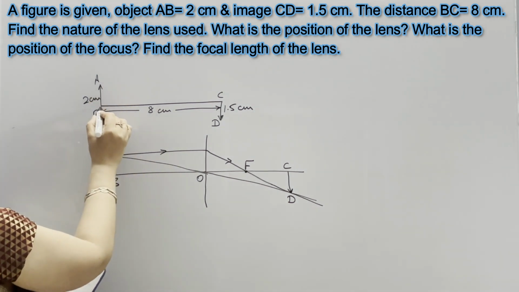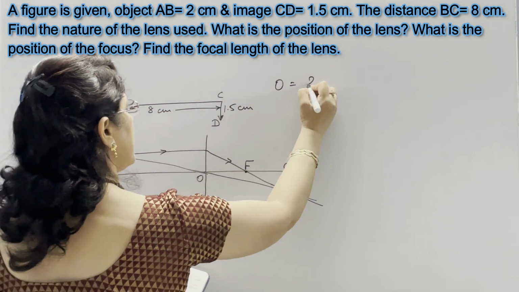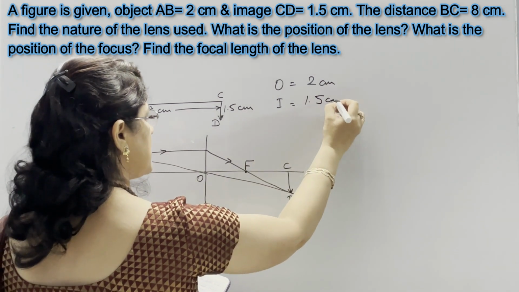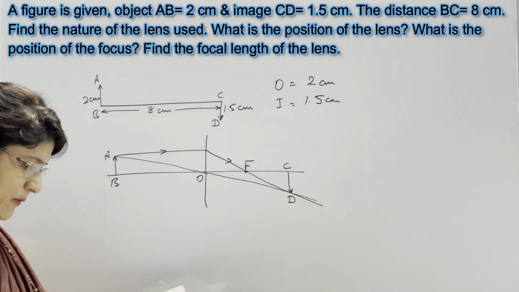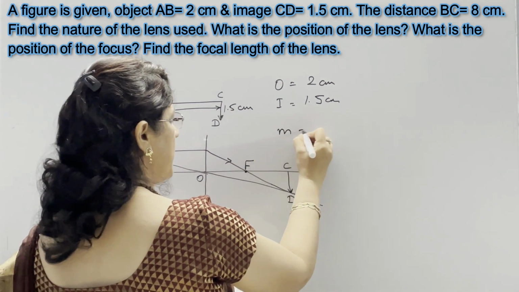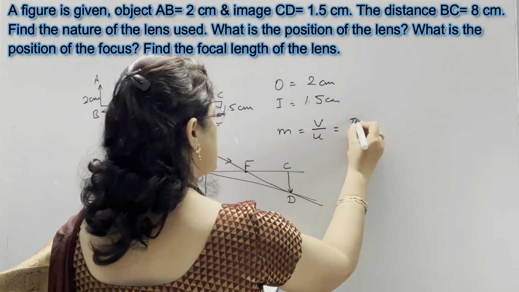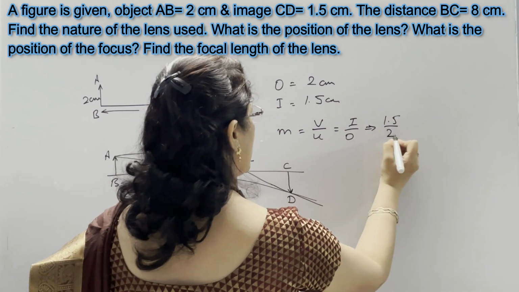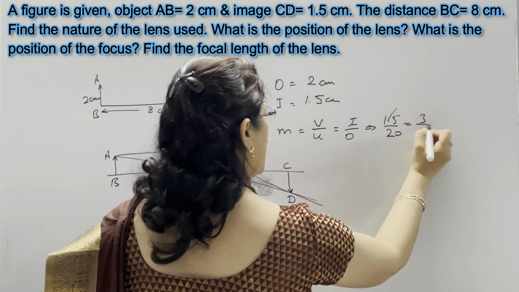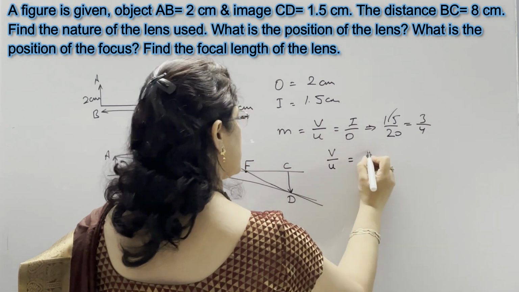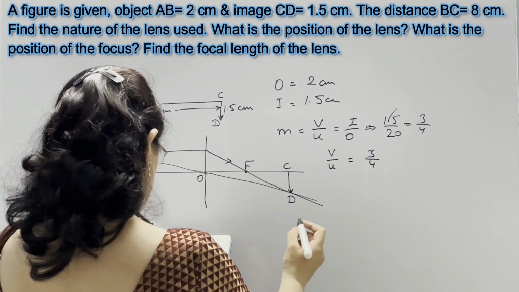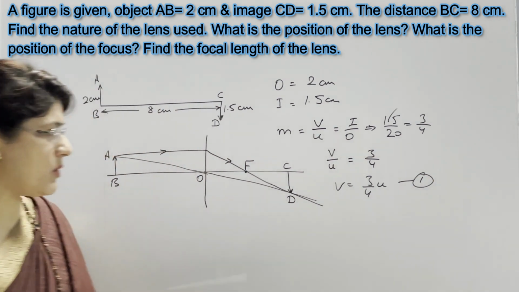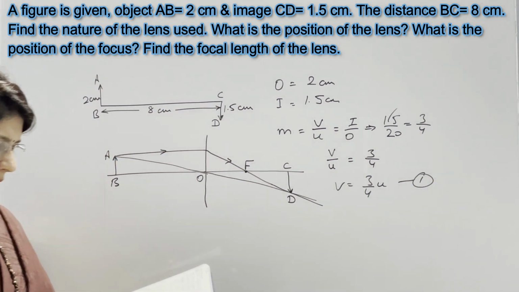Here the size of the object is given. It means O is given as 2 centimeter and the size of the image is given as 1.5 centimeter. So O and I are given in the question. Now we know the magnification formula, M is equal to V upon U, or we can say I upon O. Now the value of I is 1.5 and the value of O is 2. It means it is 3 upon 4. So V upon U is equal to 3 upon 4, or we can also take it as V is equal to 3 upon 4 U, and this is our first equation. The value of V in terms of U we are taking here.